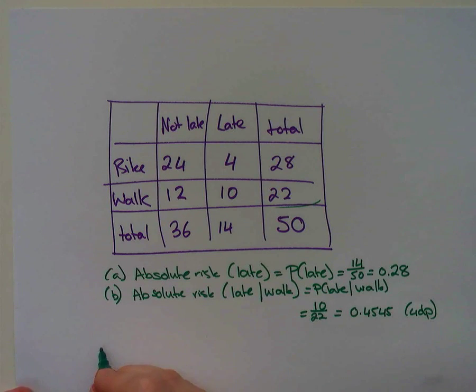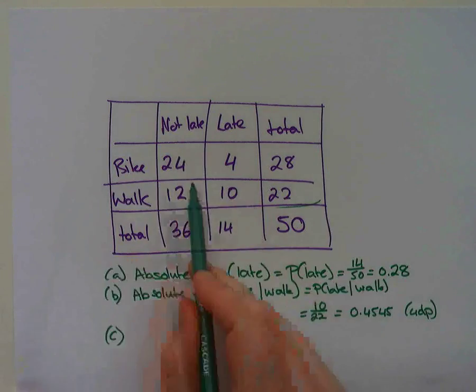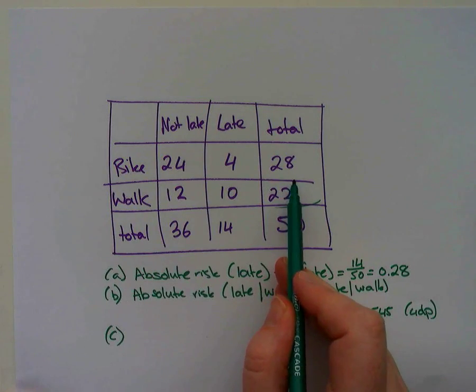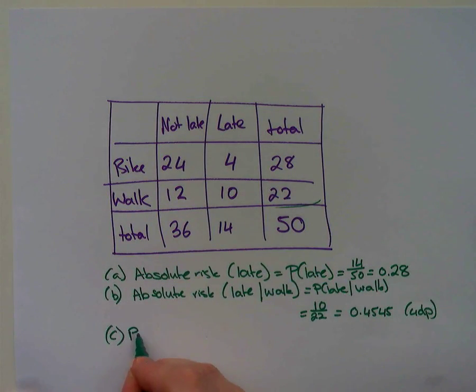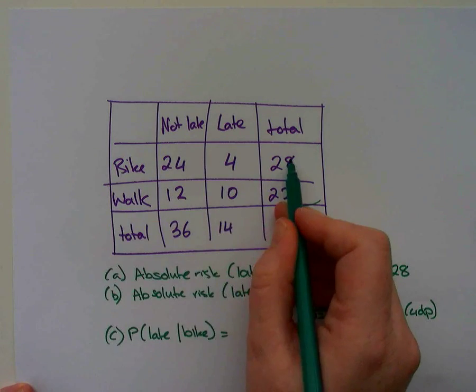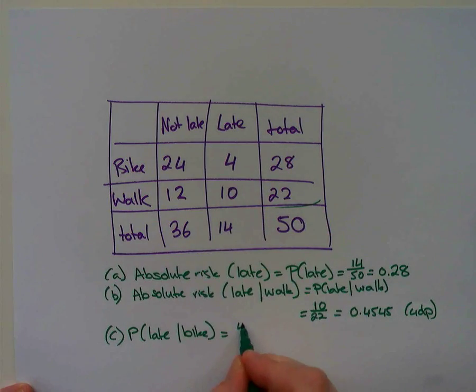Then the third one, part C, says calculate the probability he's late on a day when he bikes to school. So now we're talking about, from when he bikes to school, how often is he late? So we want to know the probability of being late given that he biked. From the 28 times he biked, 4 times he was late. So it's 4 out of the 28, which as a decimal is 0.1429 to 4 decimal places.